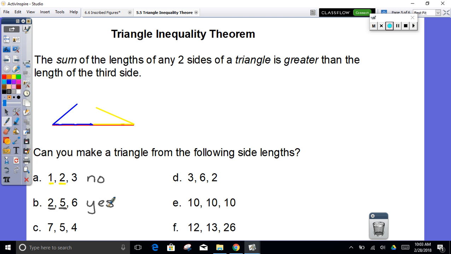Okay, letter C. I'm going to call on some of you now to give me some answers. Savannah, what are my two smallest numbers? 5 and 4. Okay, if I add them together, what do I get? 9. Is that bigger than 7? Yes. So can I make a triangle? Yes. Okay, letter D. Jordan, what are my two smallest numbers? 3 and 2. What do we get when we add 3 plus 2? 5. Is that bigger than 6? No. So can we make a triangle? No. Okay, letter E. Paul, what are my two smallest sides?